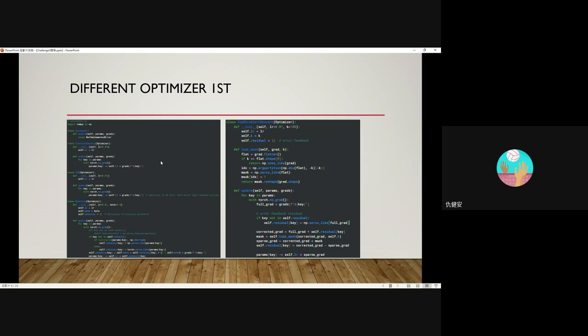And here are the different optimizers in first order. We have gradient descent, stochastic gradient descent, momentum, and top-K gradient descent. The first two are easy, just a little formula to put in and then we can make it. And the momentum is a little bit longer.